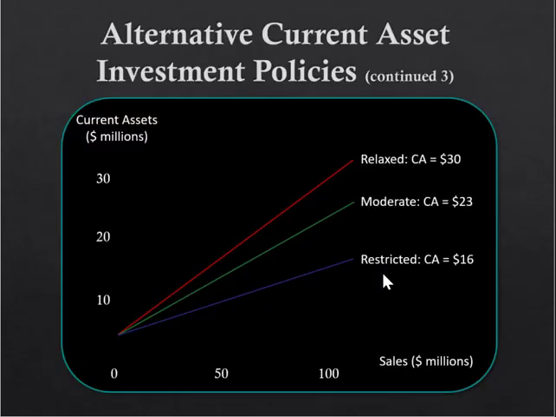This is just showing that in graphic form. If you had a relaxed current asset policy for 100 million of sales, you may be holding $30 million of current assets. Moderate 23, restricted 16. Again, restricted is going to be because your cash, inventory, and accounts receivable are low. Relaxed is going to be because your cash, inventory, and accounts receivable are high.